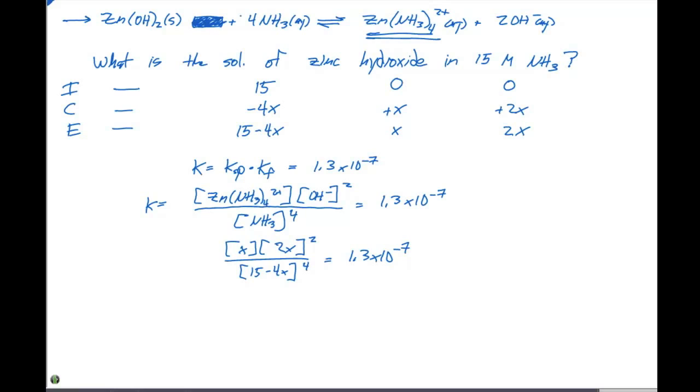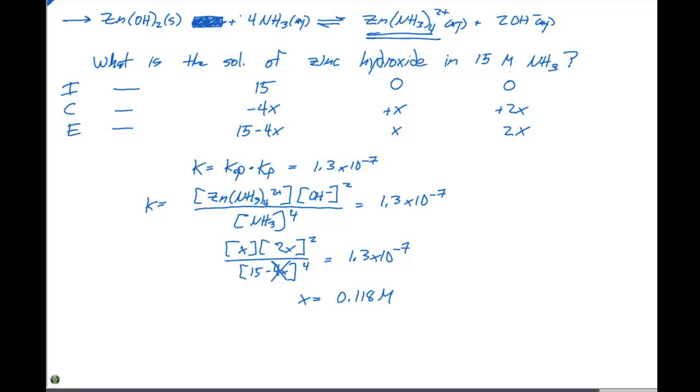So what we're going to do is approximate that 15 minus 4x is roughly equal to 15, so we can ignore this part of the expression. That makes the math so much easier. So if we go through and calculate this, our x is going to equal 0.118 molar. And again, that's a rough approximation.